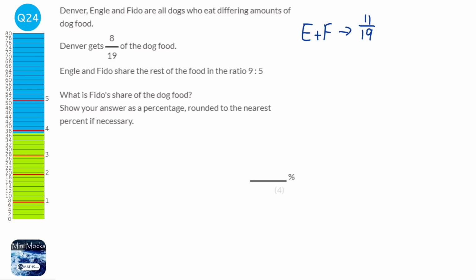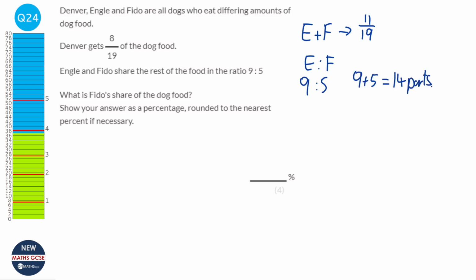I'm going to focus on the ratio next of Engel to Fido. So it's 9 to 5. And let's have a look and see, well, first of all, how many parts there are all together. So 9 plus 5, which is 14 parts.